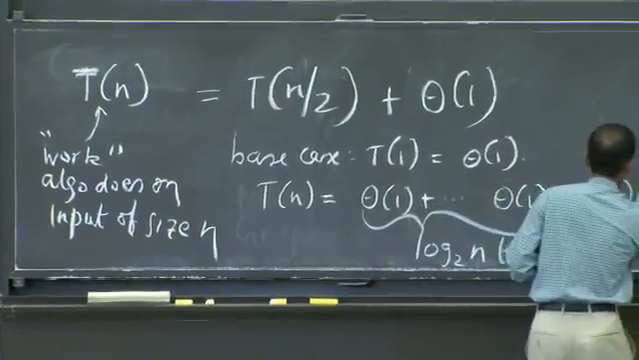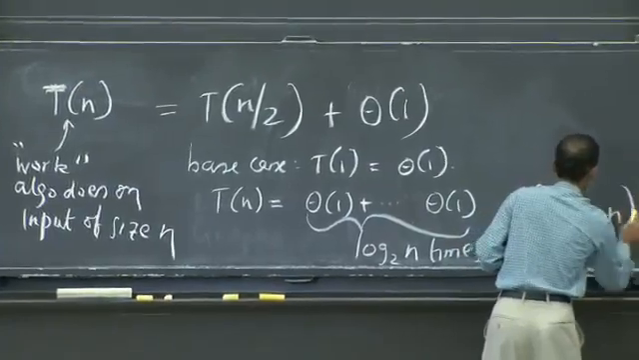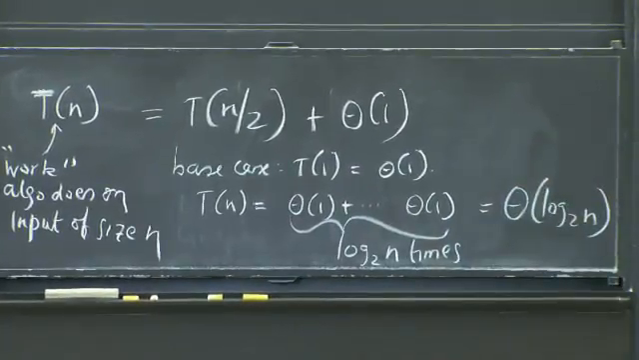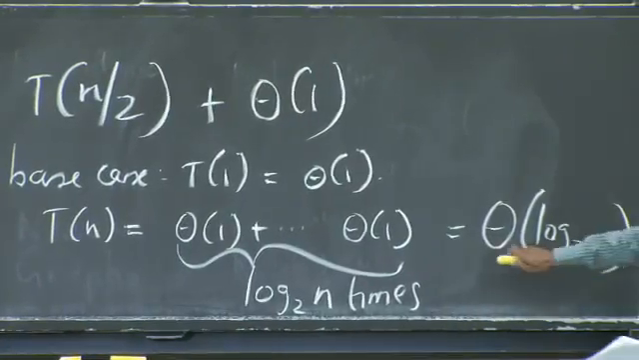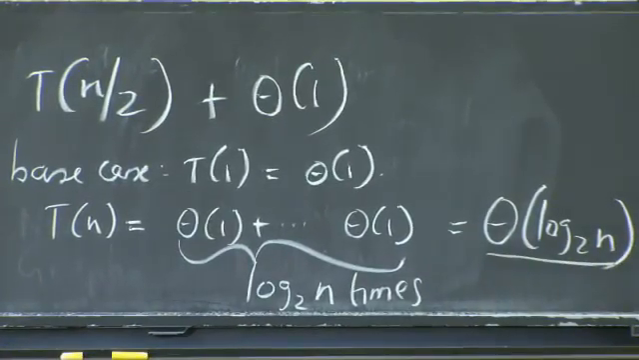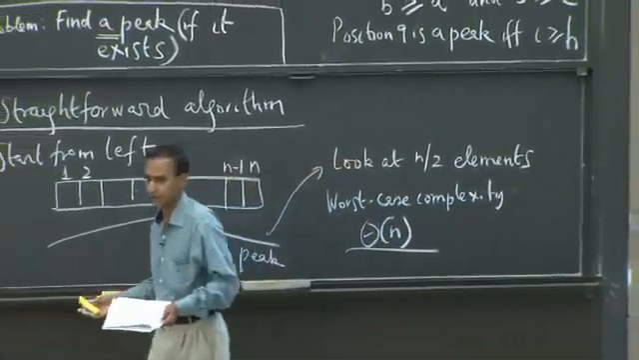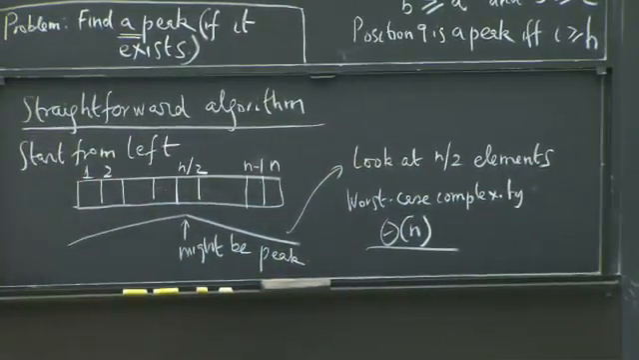And adding these all up gives you a complexity theta log 2 of n, right? So now you compare this with that. And there's really a huge difference. There's an exponential difference.